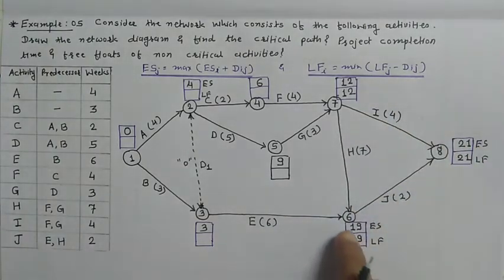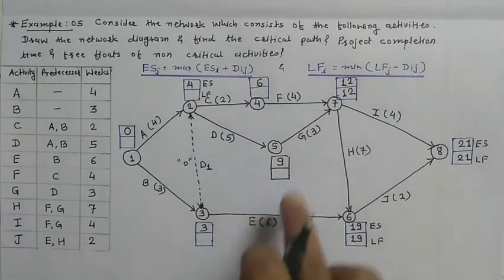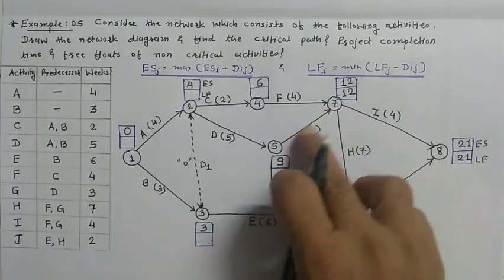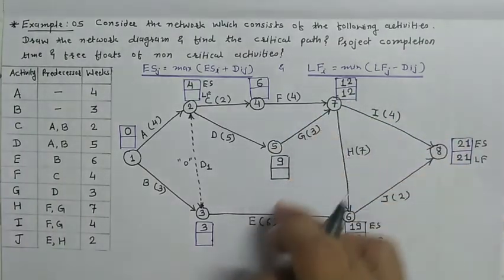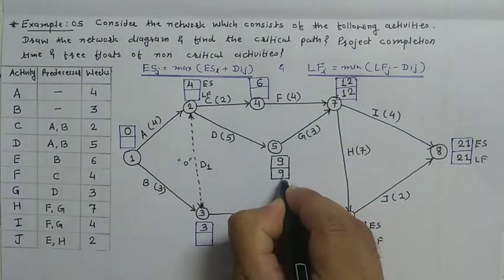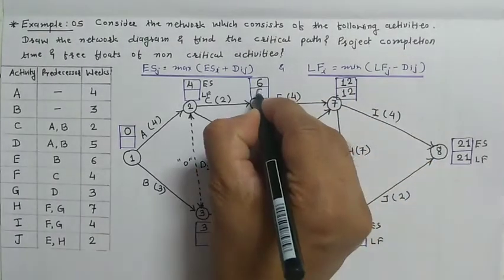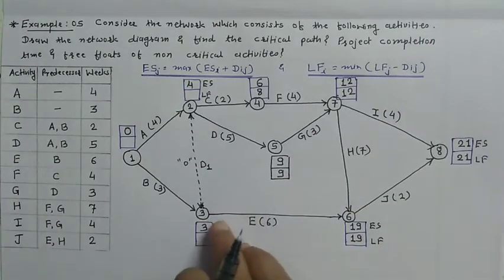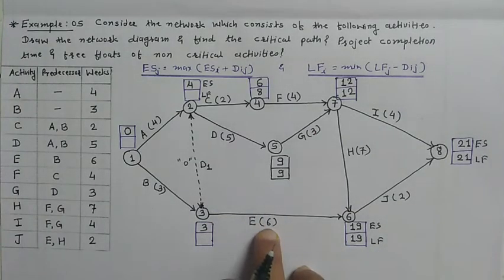Now for event number 5, here only one possibility is there, because only one activity is going out. So 12 minus 3, 9. Here 12 minus 4, 8. Here 19 minus 6, 13.